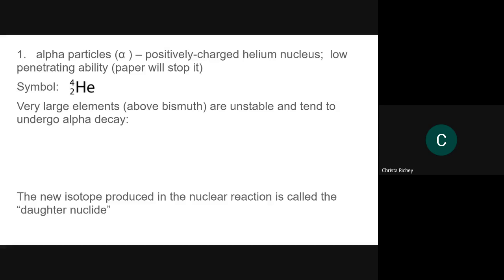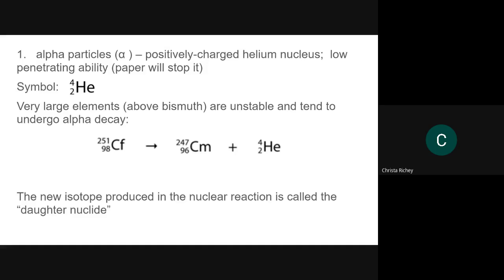Now, very, very big elements are going to go through alpha decay. This is what we're going to be spending our time on tomorrow. How did I do this? Okay, so this is californium. It is not stable. It has way too much stuff in its nucleus. It's going to break down to, which one's Cm?